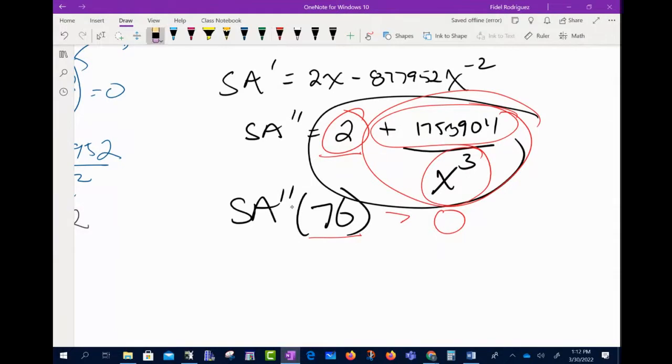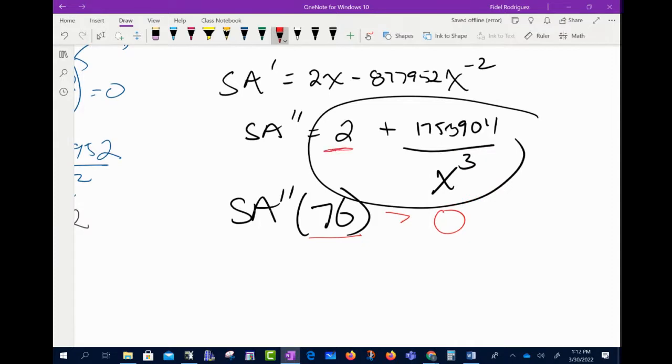And again, if you think about this for a minute, again, we already know that's positive. And when I plug in 76 there, that's going to be positive. And a positive divided by another positive is still positive. Adding 2, it's still going to be positive, right? So that's really all I was interested in doing.